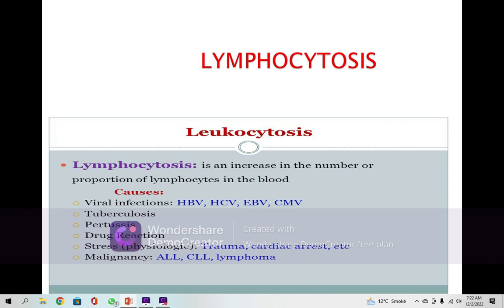All viral infections can cause relative lymphocytosis. Now, tuberculosis specifically is a chronic infection, you know that, and lymphocytosis is expected in tuberculosis conditions. Pertussis, whooping cough, is again caused by Bordetella pertussis, and this causes the emergence of the lymphocytes, and it will cause lymphocytosis.